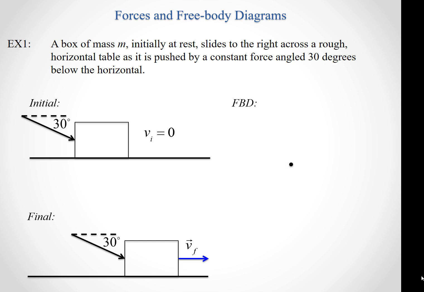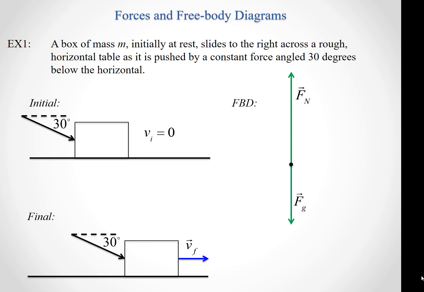Question 1, does the box have mass? The answer is yes. We're told it's a box of mass M, so I need to draw in a gravitational force that points downward. Question 2, is the box in contact with the surface? The answer is yes, it's in contact with a horizontal table, so there must be a normal force acting on the box that keeps it from falling. Because the table is horizontal, the normal force must act vertically. In this case, because the box sits on the table, the table pushes up on the box.